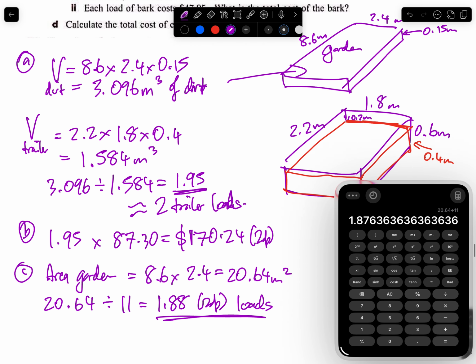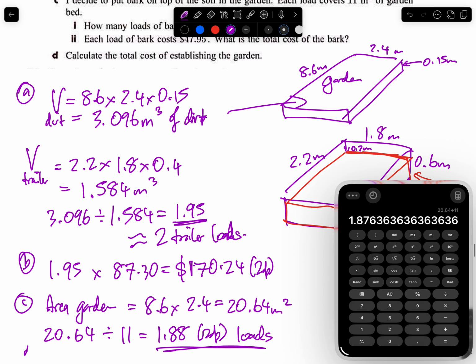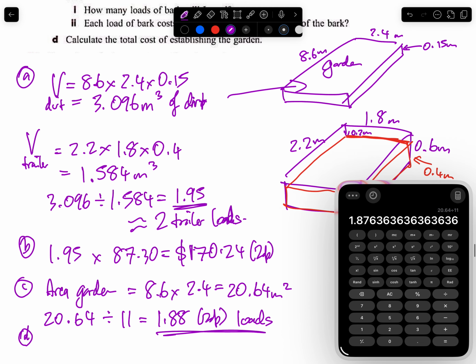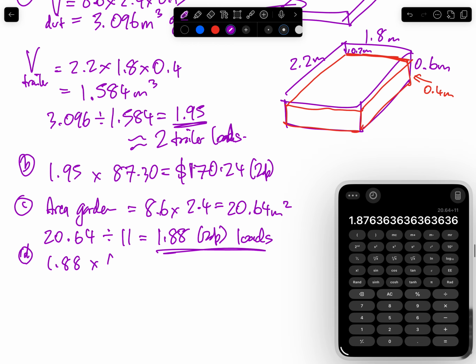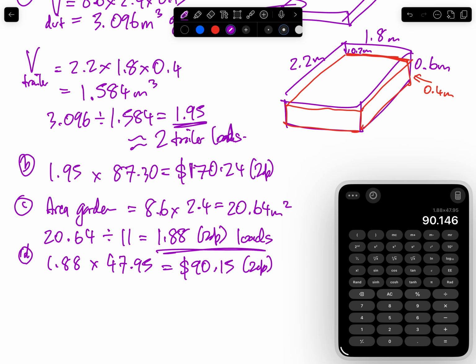How many loads of bark? 1.88 loads. Each load of bark costs $47.95. What's the total cost of the bark? Well, 1.88 loads times $47.95 equals 1.88 times 47.95, which is $90.15 to 2 decimal points.